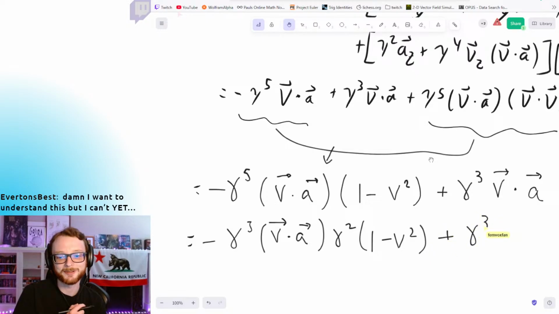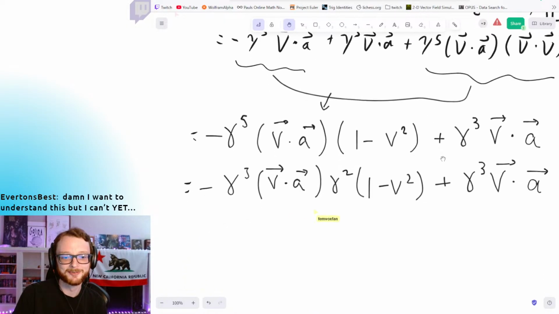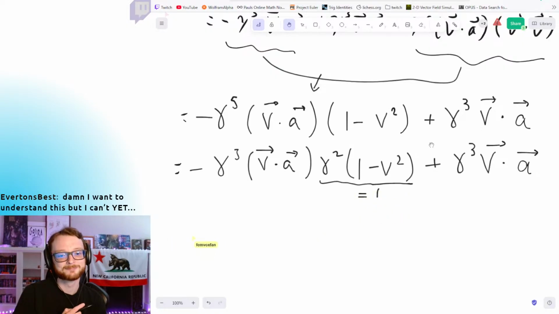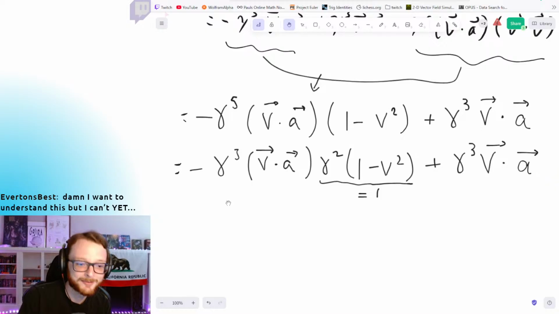I gotta practice writing on here more. Usually my handwriting's not too bad. This is kind of atrocious, but anyway, you can see what I mean. Excalidraw doesn't make it easy. So this is equal to 1. Well, yeah, we're done, right? This is 0.